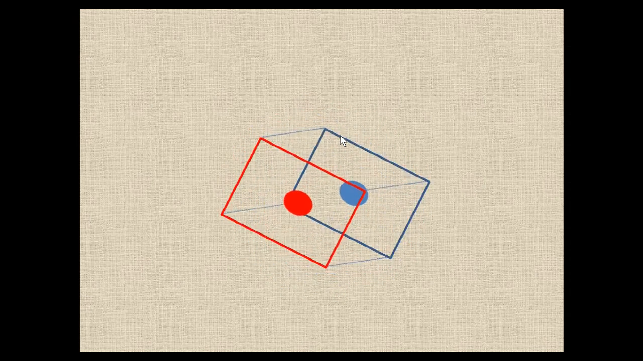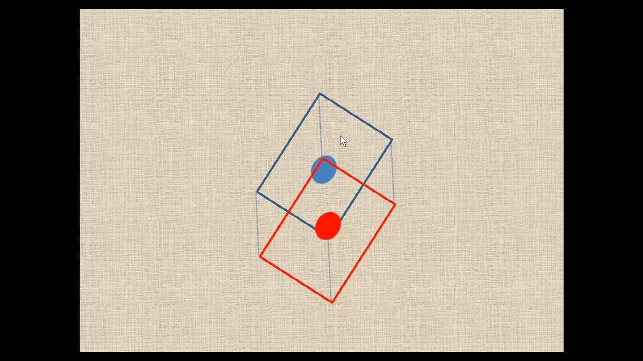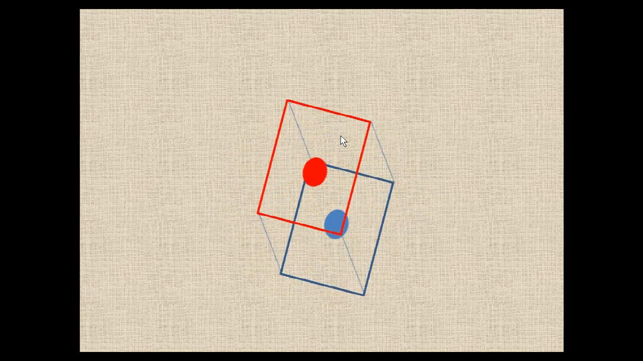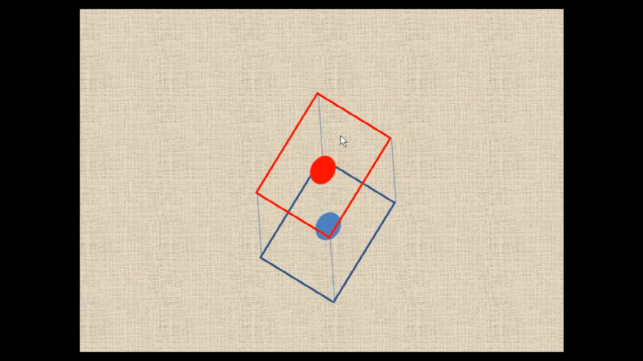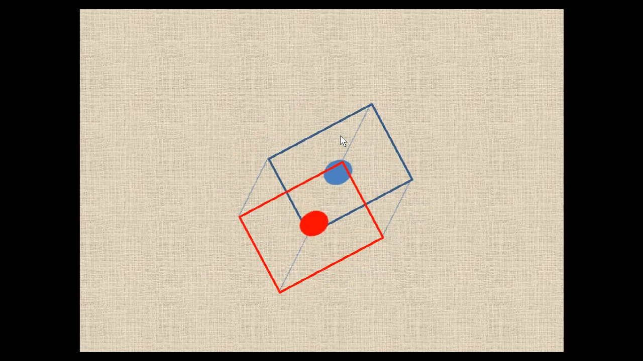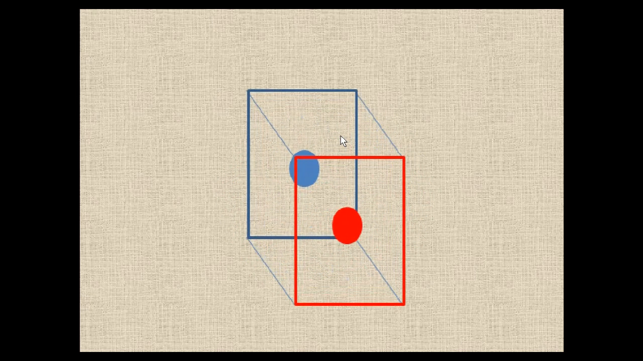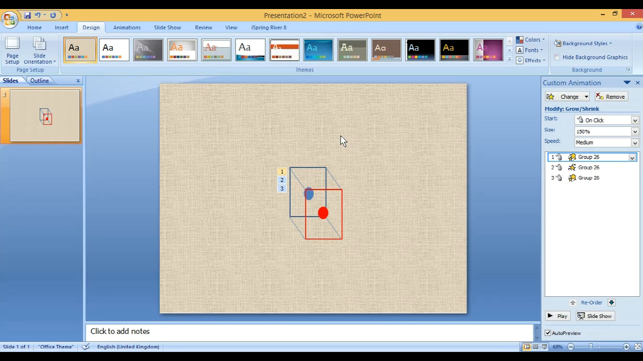Now you can see this square is rotating. First of all, it started small, then it became larger, then it is rotating clockwise, and then it reverses again anti-clockwise and rotates clockwise, and then it becomes larger again. Now let's see how we can achieve this with PowerPoint.